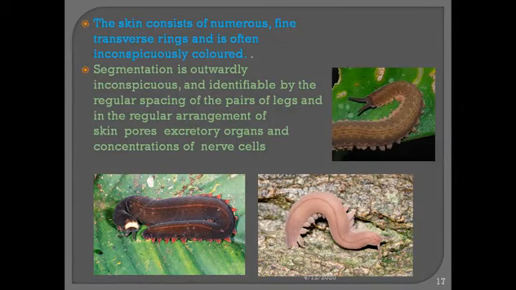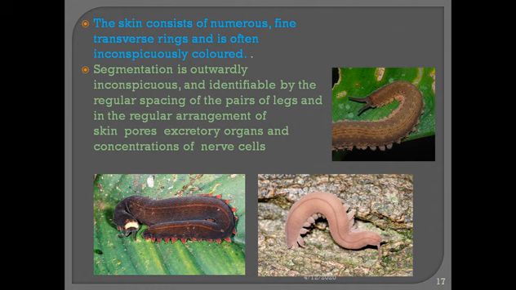Coming to the skin, it consists of numerous fine transverse rings and is often inconspicuously colored. The term inconspicuously is used here as the color of the skin of the peripatus is not easily recognizable, or it is not brightly colored. A similar term is also used for the segmentation of this particular organism.